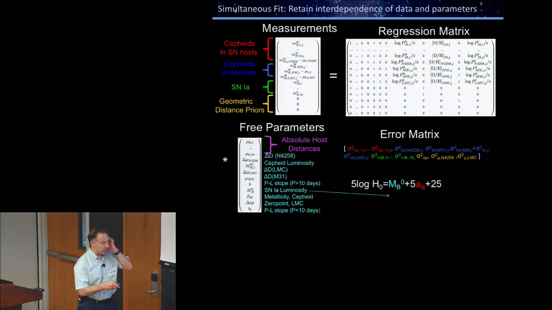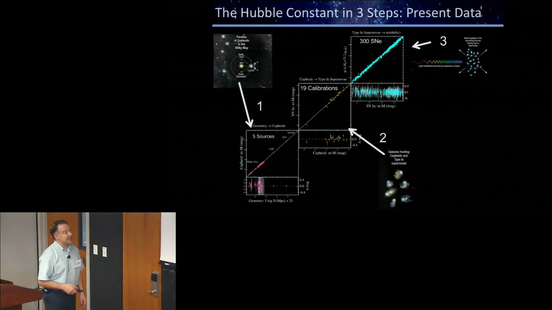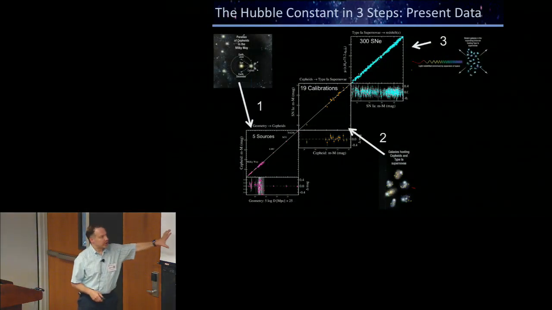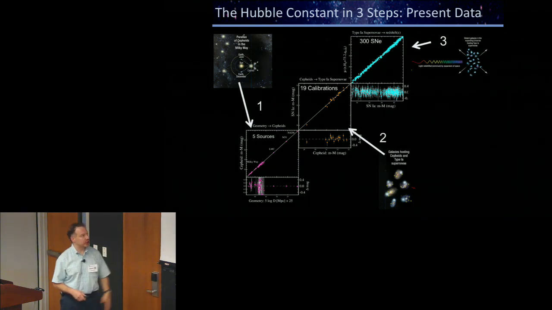It's just really the determination of 2 numbers, the absolute luminosity of a type 1a supernova and the intercept of its Hubble diagram. Here's the actual data we use, and this is sort of a visualization of it because I'm actually showing it rather than just the matrix form. But here is the place where geometry calibrates Cepheids, and this is done in 5 different kinds of sources. As I said, 4258, the Large Magellanic Cloud, and Milky Way parallaxes, which are individual, so they don't have one distance like the external things do.